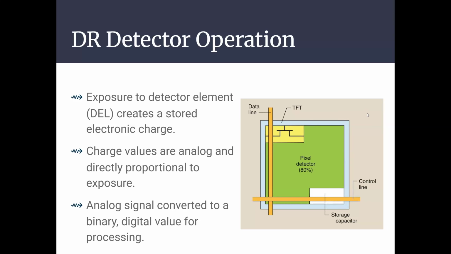And that's how we create the image. The analog signal is converted to a binary digital value, meaning the number I'm telling you about, for processing. So it has to go from exposure and then it becomes a number. That is converted to a binary, a number, and that's the digital side. So it's analog to digital conversion, X-ray to digital conversion.